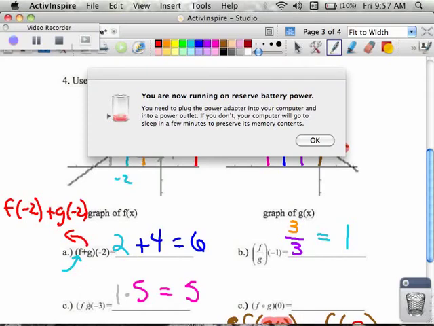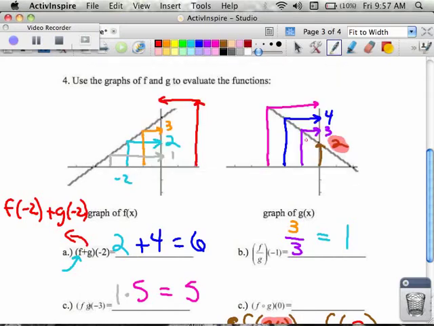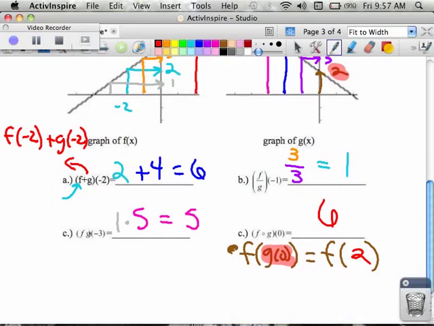Low battery. Oh my goodness, that's crazy. All right. And it looks like probably 6. I could probably figure that out, but it looks like it would be crossing maybe at 6 up here. So 6. And the big idea is, when you're shoving something in like that, you need to know that the inside thing happens first, find it, and then go look at the other one. Questions?